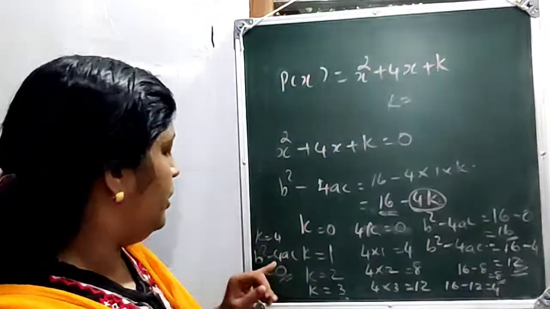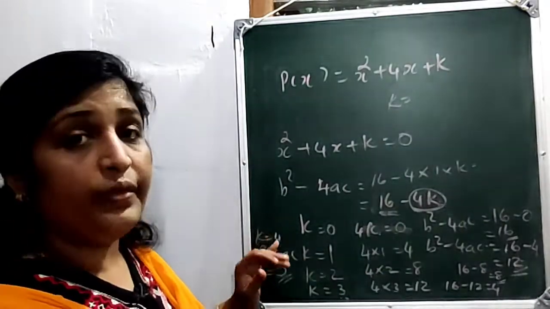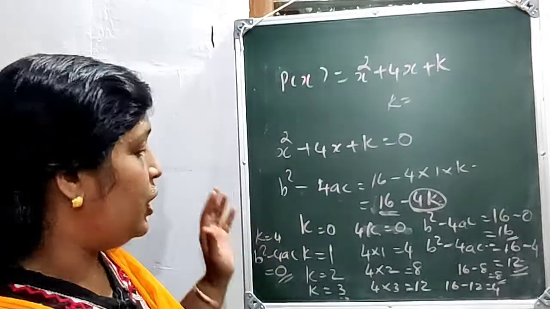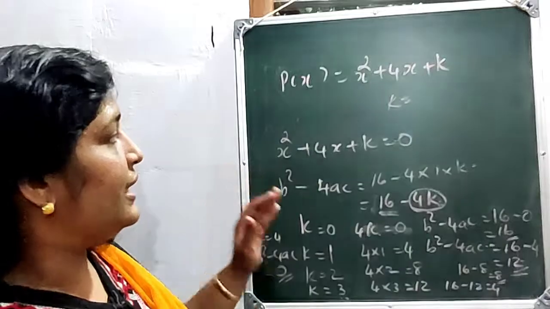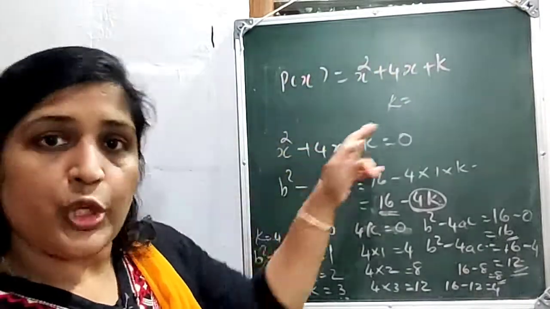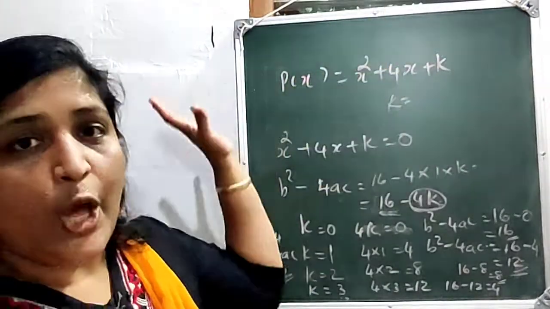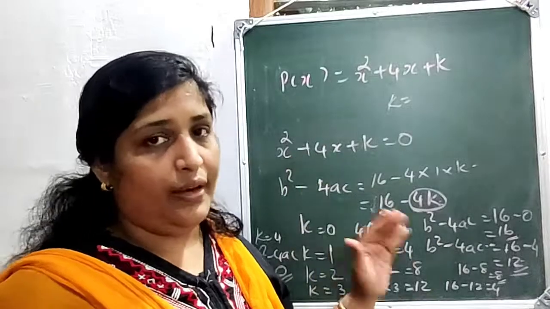So up to 4 we can take values, right? So we can take values of k from 0 to 4. Then the polynomial has solutions. Otherwise there is no solution. So this is the answer.